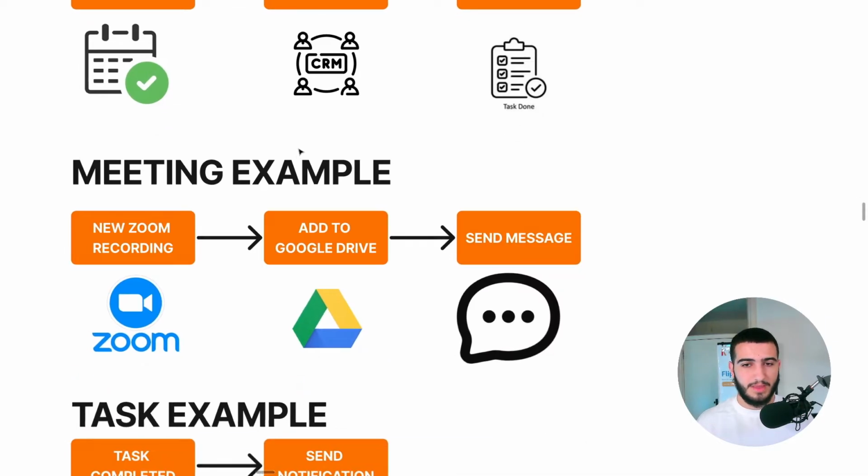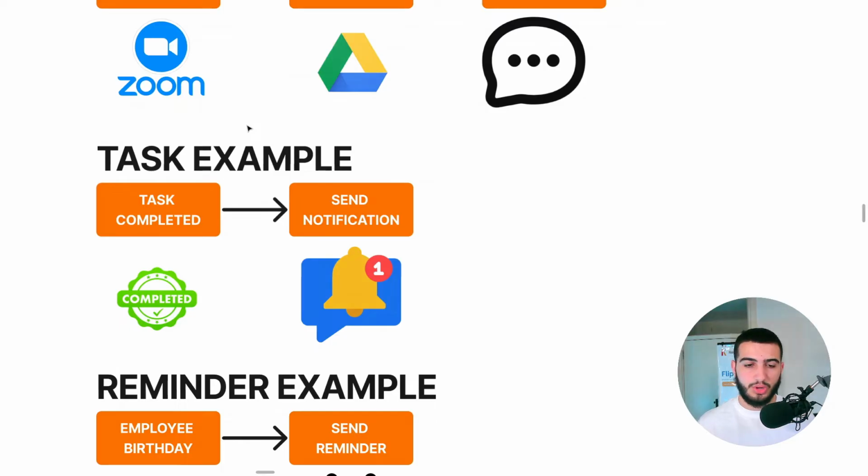Another example in a meeting sense is whenever you have a new Zoom recording. Let's say you finish a sales call and the recording just saved. You can automatically add that recording to a specific shared Google Drive, so you can share it with your different team members, and also send a message to your closer or your sales team leader to let them know there's a new recording they can review. That's probably as complicated as these ones will actually get. Like I said, they are very simple. But let's go through some more examples.